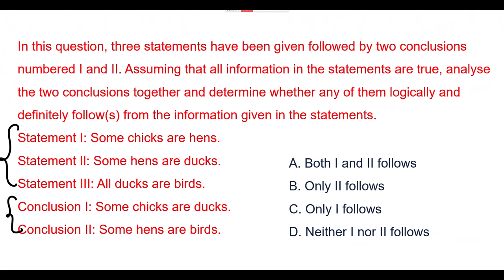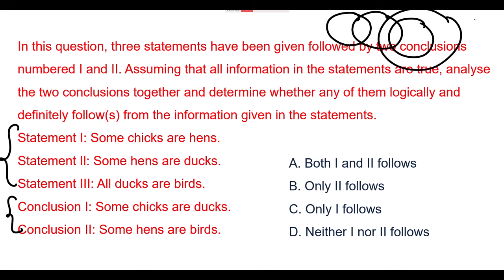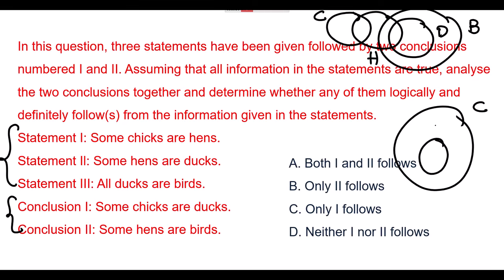Here, some chicks are hens. One such diagram satisfying this: some chicks are hens, some hens are ducks, all ducks are birds. This is one diagram, but it is not finalized. You should get into the habit of drawing multiple diagrams. What's the other diagram? For some chicks are hens, you can draw it like this also: the entire chick area, with some part occupied by hens. That's also correct.